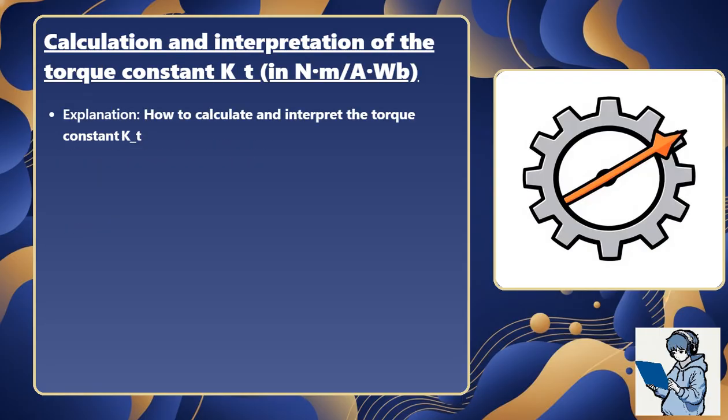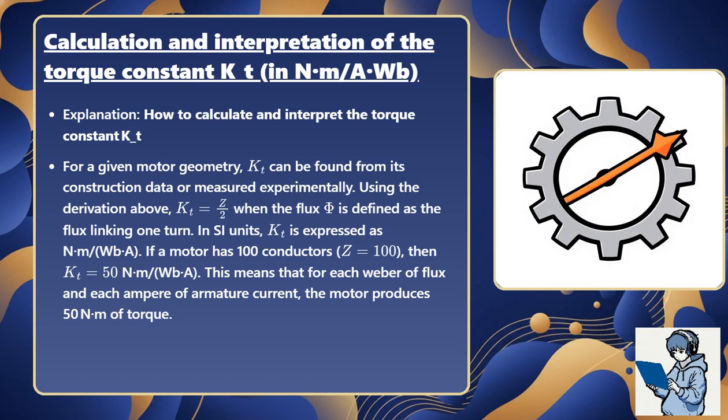Explanation: how to calculate and interpret the torque constant, K sub T. For a given motor geometry, K sub T can be found from its construction data or measured experimentally. Using the derivation above, K sub T equals Z over 2 when the flux phi is defined as the flux linking one turn. In SI units, K sub T is expressed as Newton meter per Weber per ampere. If a motor has 100 conductors, Z equals 100, then K sub T equals 50 Newton meter per Weber per ampere. This means that for each Weber of flux and each ampere of armature current, the motor produces 50 Newton meter of torque.